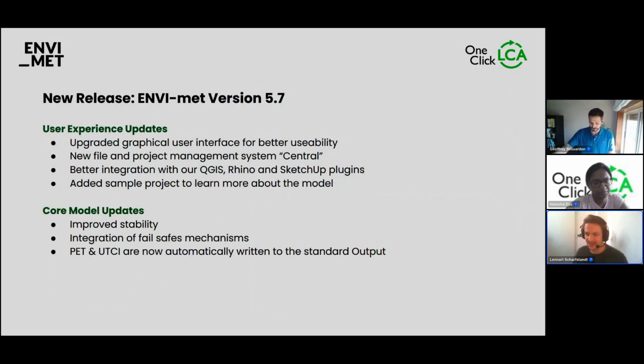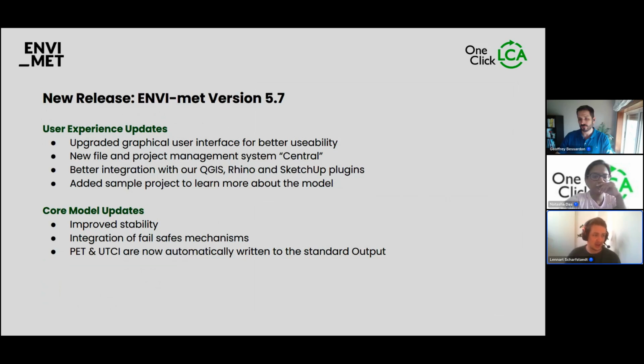ENVI-met is a developing model, and we try to make it better basically every day. We just had a big release coming up, ENVI-met version 5.7, which has included some major user experience updates. We have upgraded our graphical user interface for better usability. We have tried to make it easier to use the software basically.